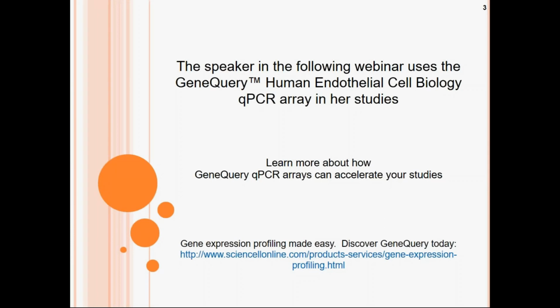As a side note, we will be highlighting our GeneQuery endothelial cell biology array in determining endothelial genes affected by an abundance of VEGF-A during our presentation.